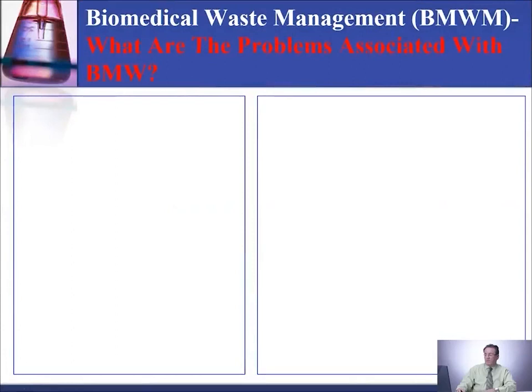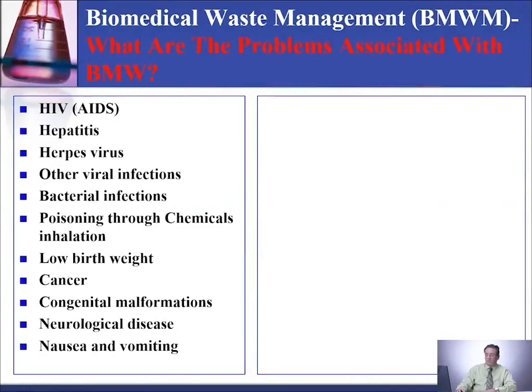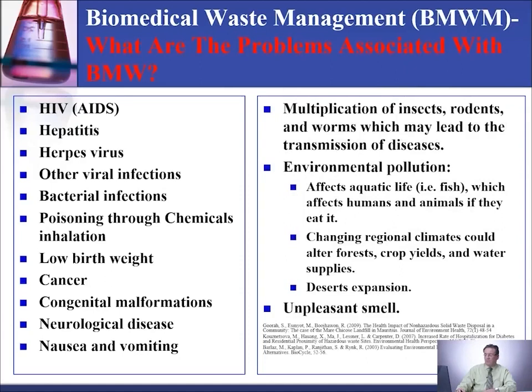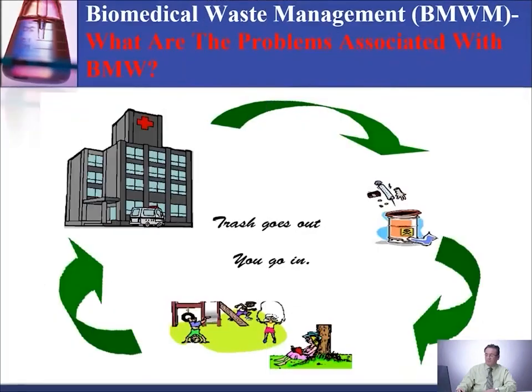What are the problems associated with BMW? AIDS, hepatitis, herpes, viruses, bacterial infection, low birth weight, cancer, and many other things. Multiplication of insects and rodents, environmental pollution, like effects on aquatic life, like fish. Change in regional climate could alter forests, crop yield, and water supplies. Desert expansion, unpleasant smell. All these things are problems associated with BMW.